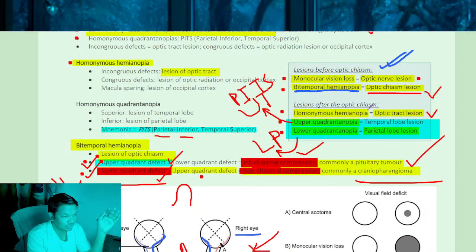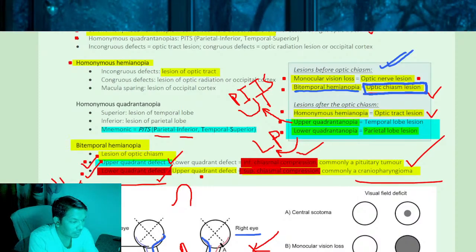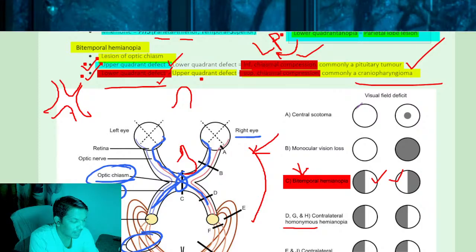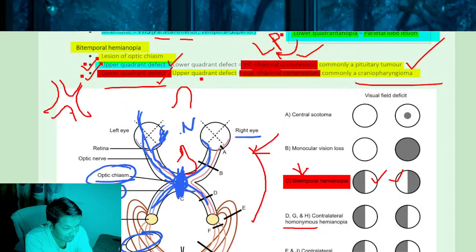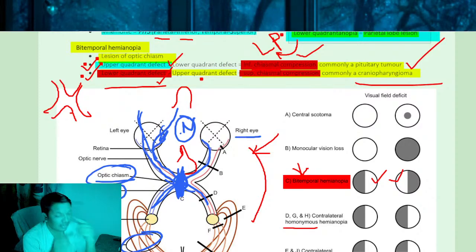If the problem is in the optic chiasma, this is the optic chiasma here. If there is any lesion here, like a tumor, what will happen? Light will come through here and it cannot cross to the opposite side. This is the nasal field. Nasal field light actually crosses the opposite side, but temporal field light will never cross, right?